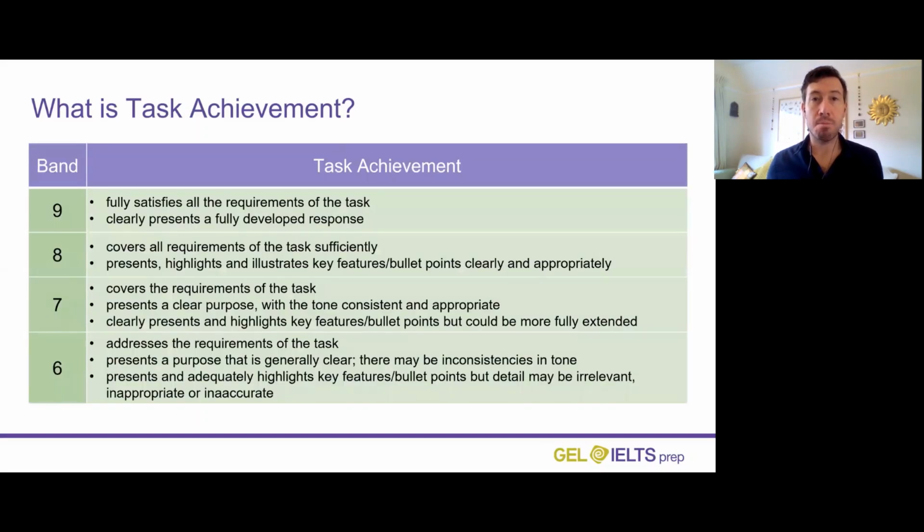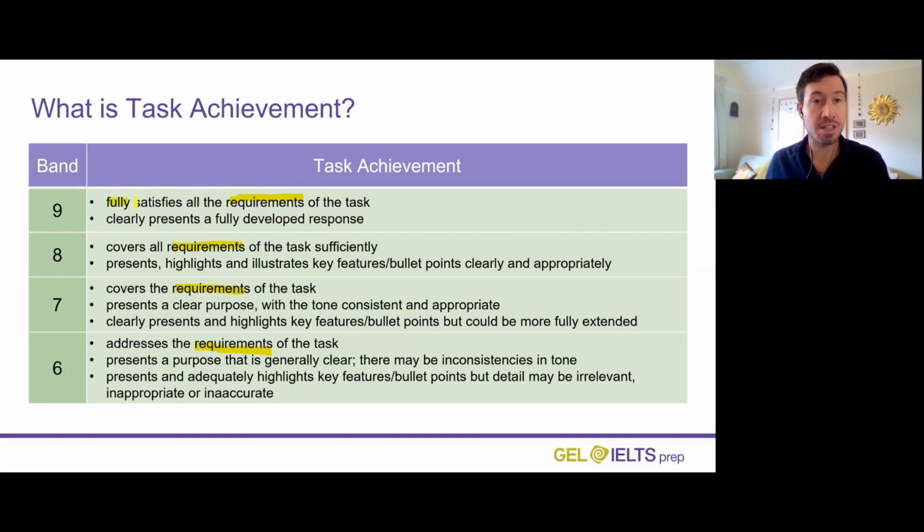So here is the marking criteria for task achievement, and you see that it goes from band 6 here to band 9 here. Now it actually goes from 0 to 9, but we're just going to focus on 6 to 9 here. So the first thing we can notice is that it mentions the requirements of the task in all of the bands here. And the requirements of the task are the instructions, the things you need to do to complete the task. So depending how well you achieve those things, you get a higher band.